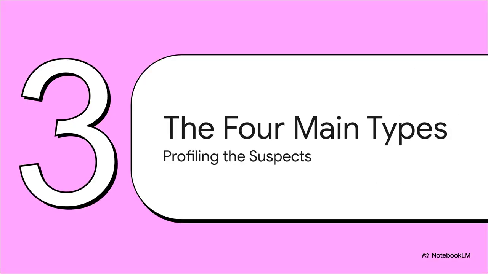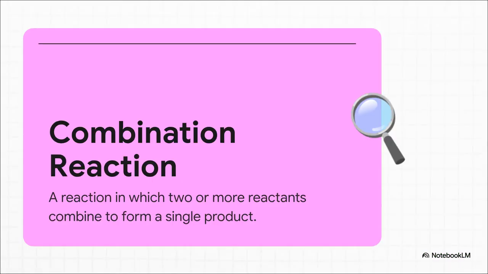Okay, so now that we know how to read the code, let's meet the main players. It turns out that most reactions fall into one of four main categories. Think of them as the usual suspects that show up again and again. Let's do a quick profile on each one. First up, we have the combination reaction. This is exactly what it sounds like.